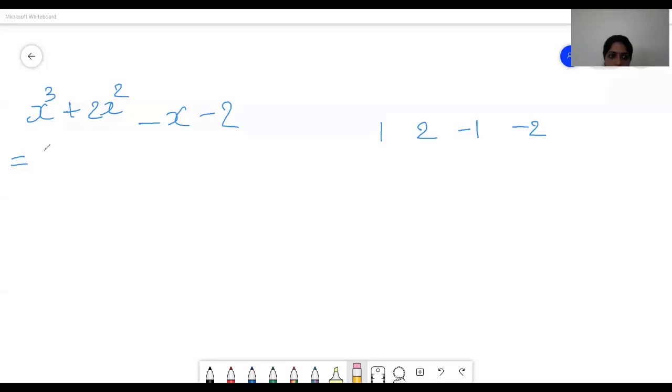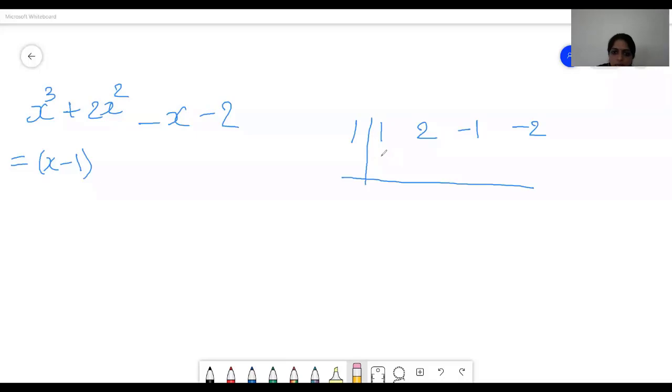So our one factor is x minus 1. This is the rule. If the summation of all coefficients is 0, then one factor is x minus 1. Right? Now, the factor is x minus 1. So x is equal to 1. So here we are taking just 1. Right? Here we are taking 1.